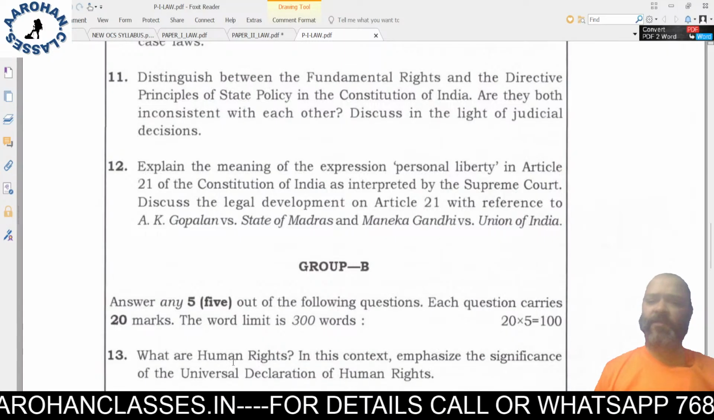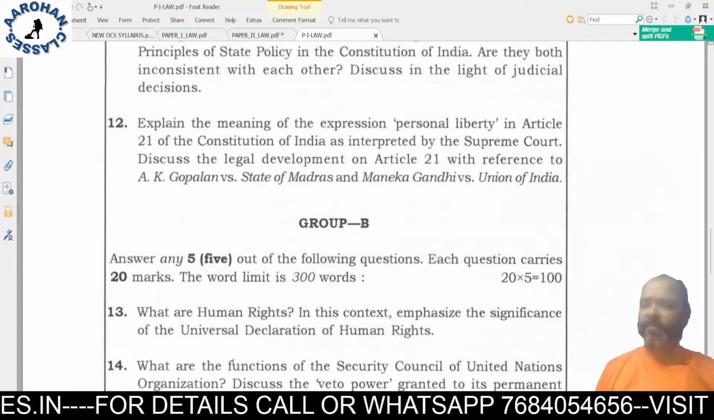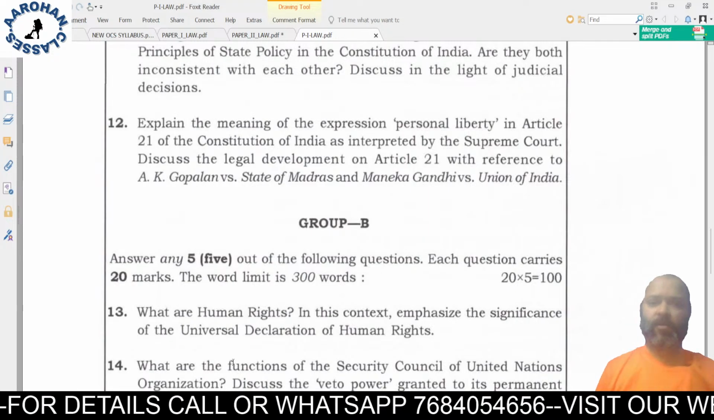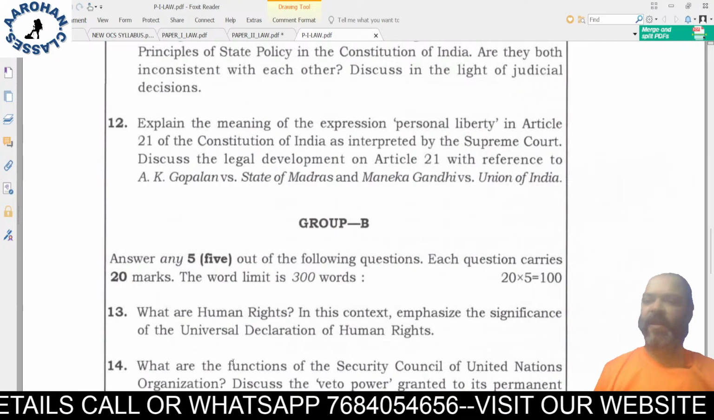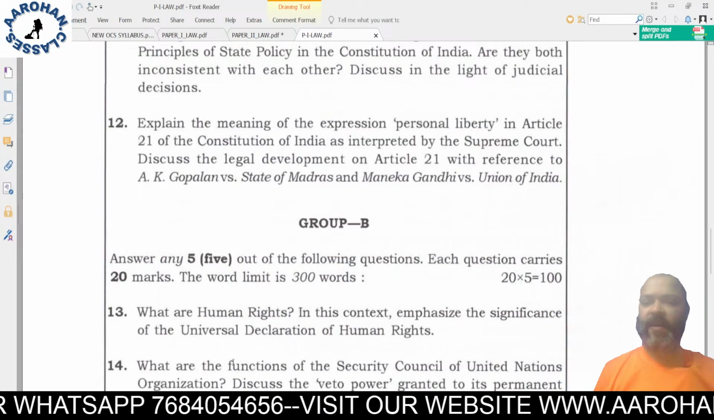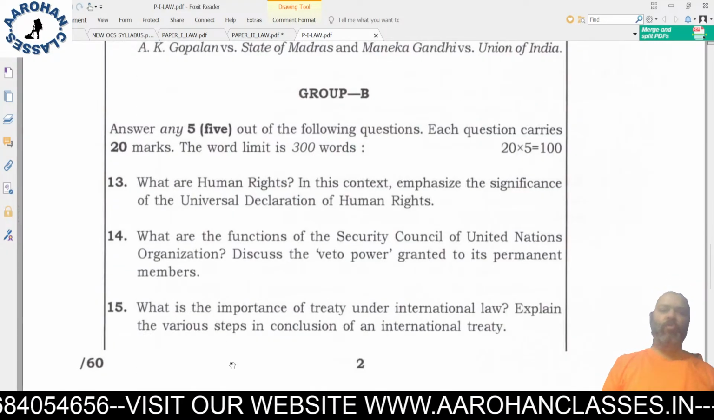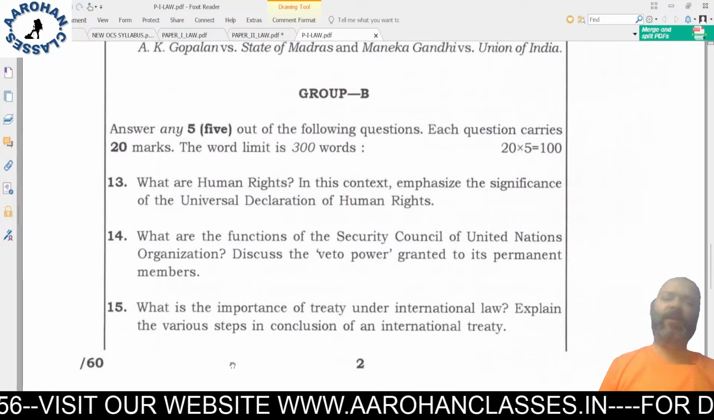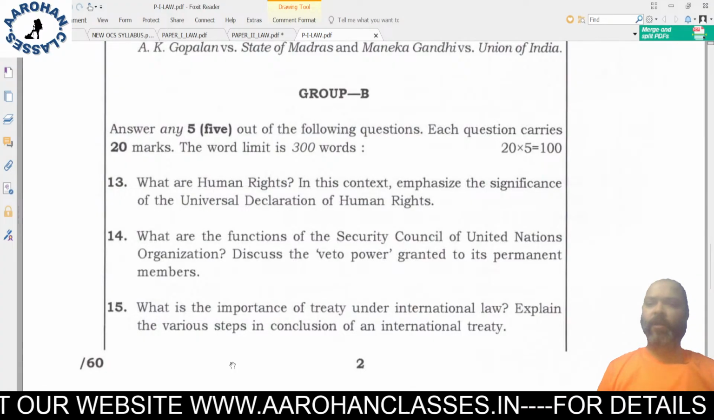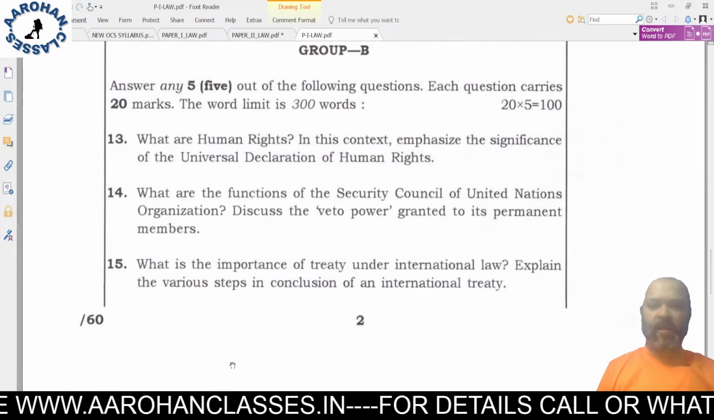Explain the meaning of the expression personal liberty in Article 21 of the Constitution of India as interpreted by the Supreme Court. Discuss the legal development of Article 21 with reference to A.K. Gopalan versus State of Madras and Maneka Gandhi versus Union of India. Then Group B. Here 6 questions are given. You need to answer any 5, and this will be 20 marks and 300 words.